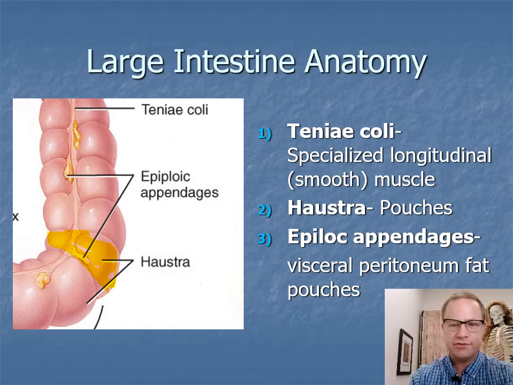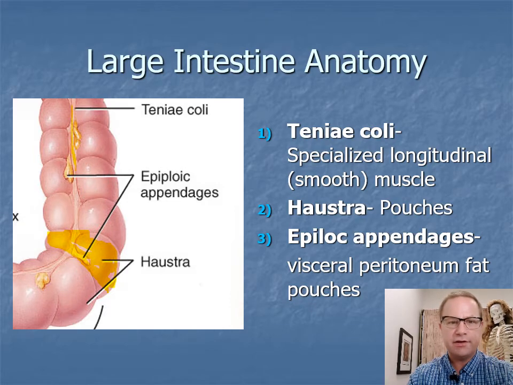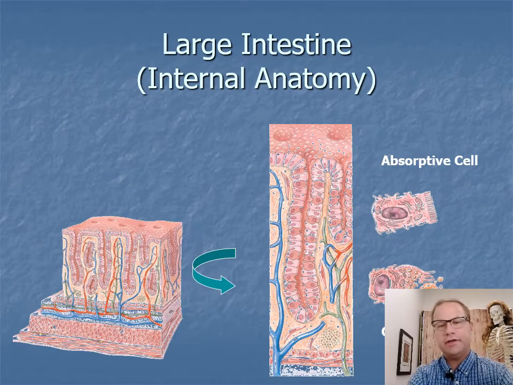to the next pouch. We then have something called Taenia coli and epiploic appendages. These are these structures right here. The epiploic appendages are just these little sort of globules of fat right here. They're not very important. Okay, now let's take a look at the internal anatomy of the large intestine.